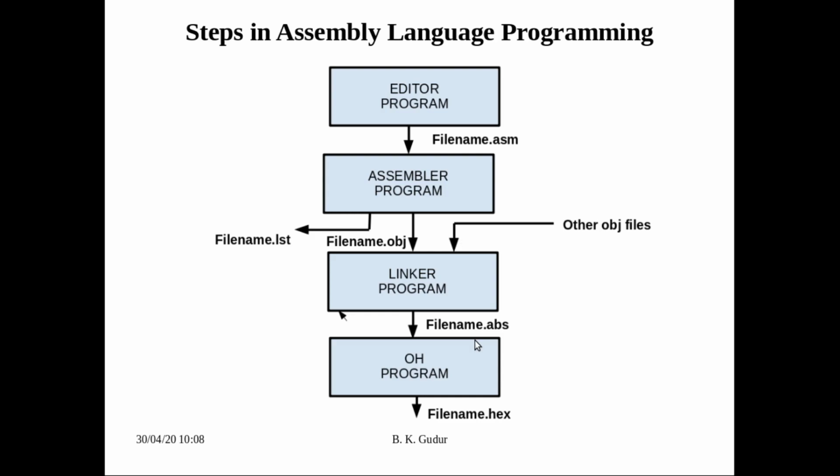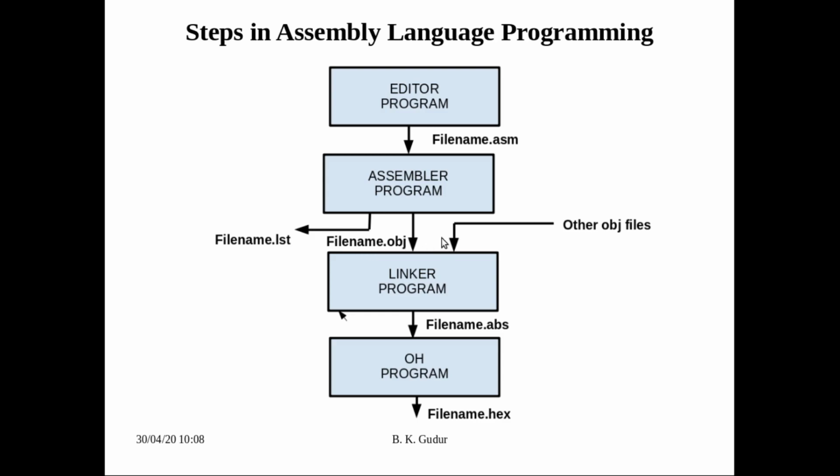So four important steps are there. The first step is to edit the program. We will make use of a program called an editor and edit the file. Normally the output of the editor program will be a file name with .asm, which is the extension. Some editors will give the extension as .src, and that file will be given to an assembler program as an input, and this assembler program is going to produce two important files. One file will have the extension .lst, and another file will have the extension .obj.